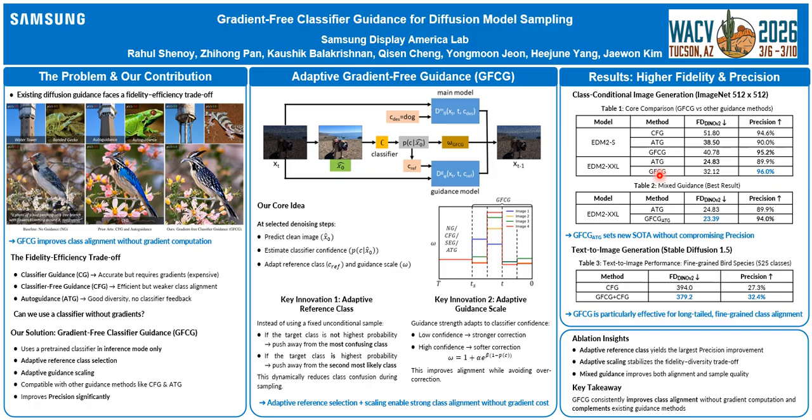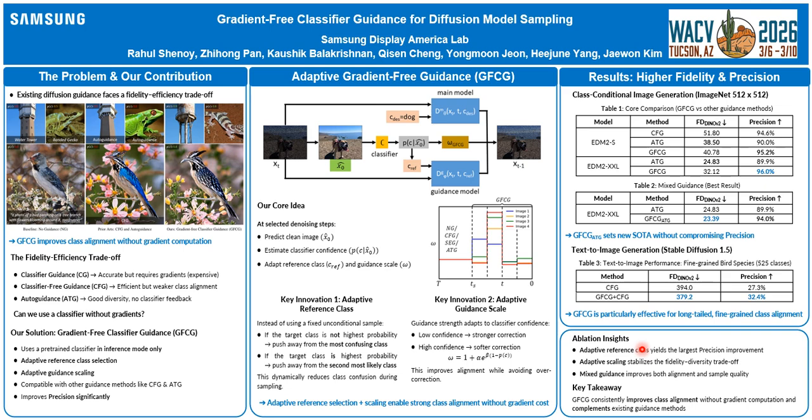We also evaluate GFCG on text-to-image generation using Stable Diffusion 1.5 with a challenging fine-grained bird species dataset. In this task, GFCG improves precision from 27.3% with classifier-free guidance to over 32%, demonstrating strong improvements in fine-grained class alignment. This is particularly important for the long-tailed classes where diffusion models often struggle. Finally, our ablation studies show that the adaptive reference class mechanism provides the largest improvement in class precision, while adaptive scaling helps stabilize the trade-off between fidelity and diversity.